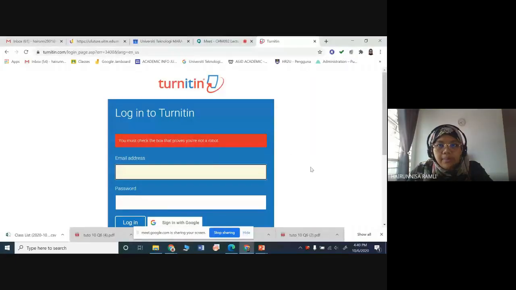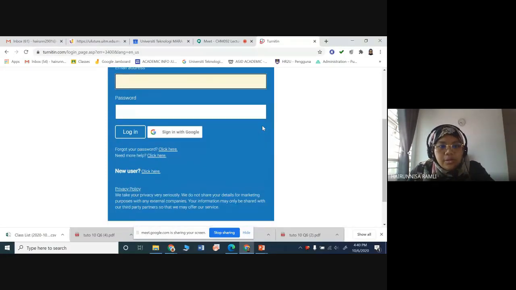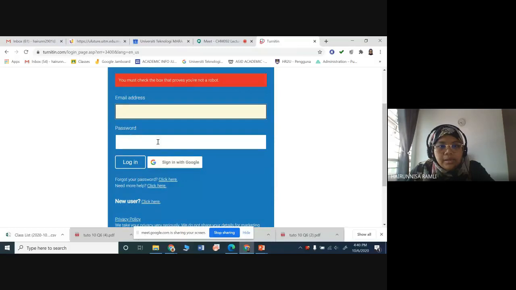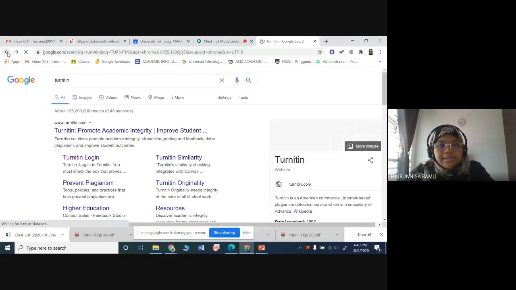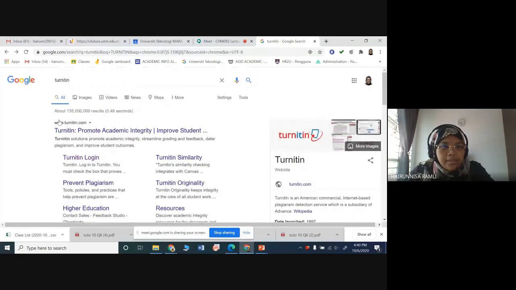Can you see what I opened? Turnitin, Turn it in. You have to turn in your assignment in this Turnitin. So you need to sign in. You sign in as students, because I signed in as instructor. So you sign in as student at Turnitin.com. Just sign in first.